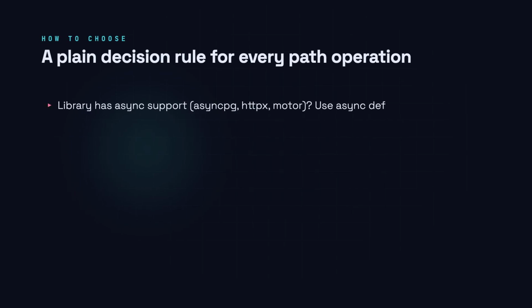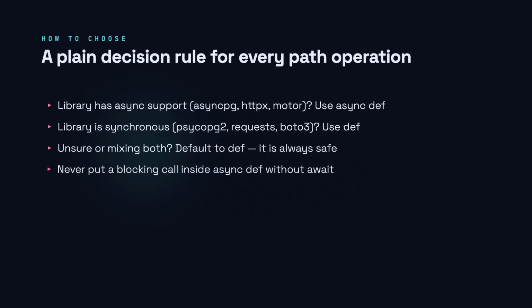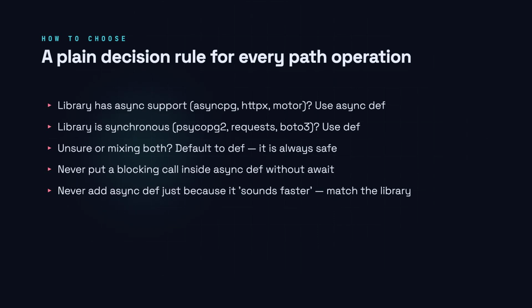The decision comes down to one question: does the library you are calling support async and await? If yes, use async-def and await every call that does I/O. If your library is synchronous, and many excellent ones are, use plain-def and let FastAPI handle the thread pool for you. When in doubt, plain-def is the safer default because FastAPI's thread pool will protect the event loop. The only cardinal rule is never call a blocking function inside async-def without an await. That is the mistake that silently kills concurrency.